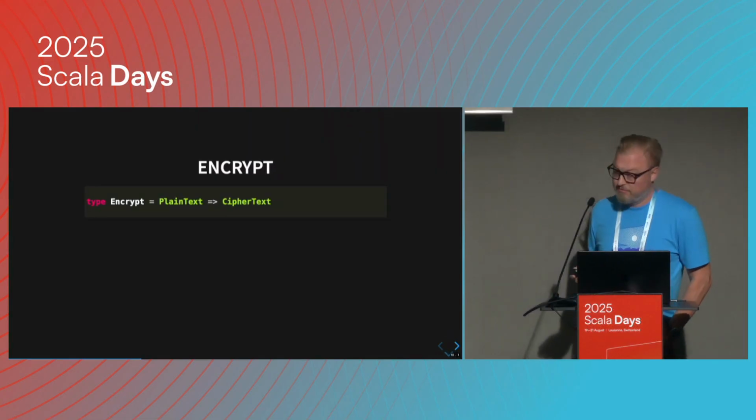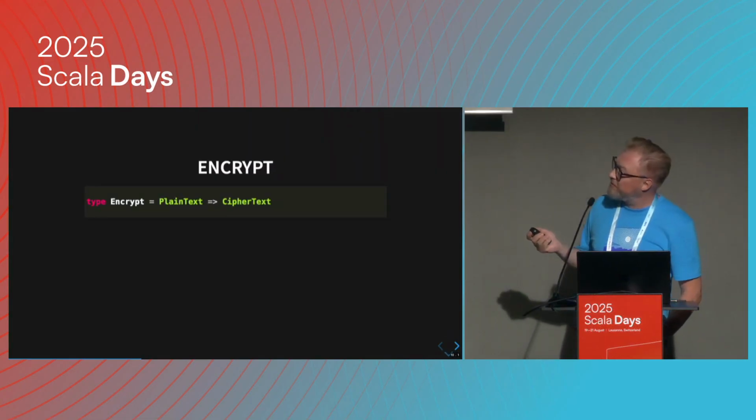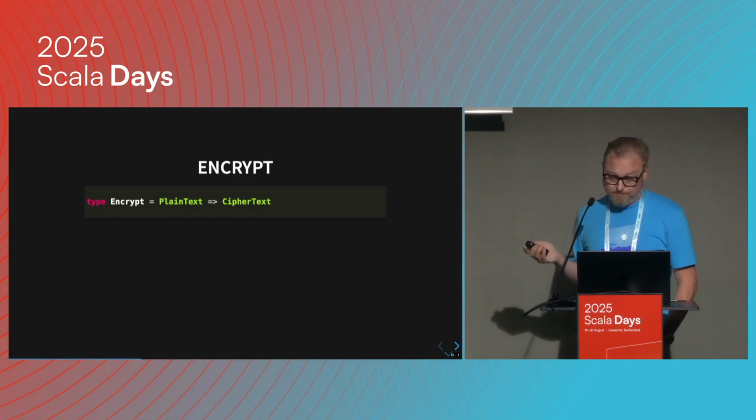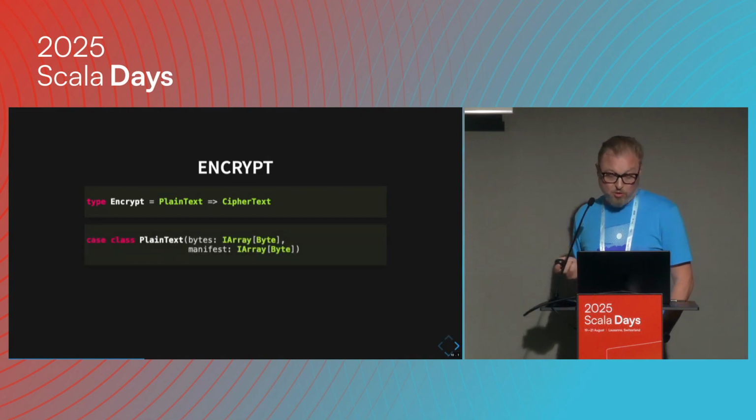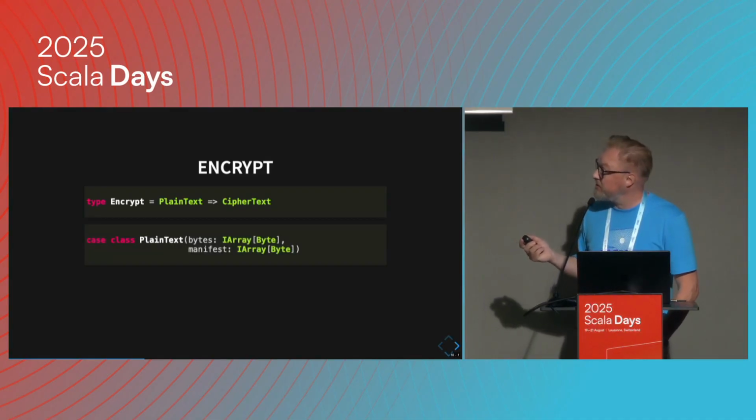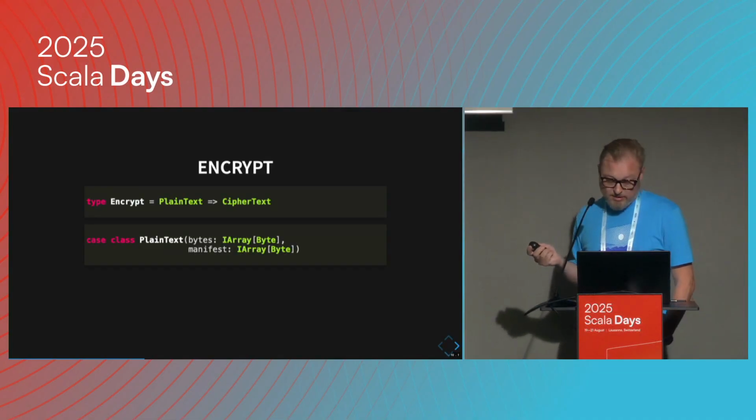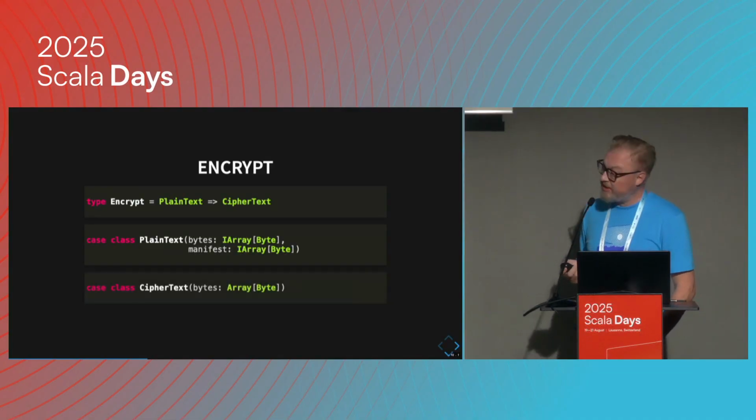The encrypt is really just a function from plain text to ciphertext. Plain text holds the unencrypted data along with a manifest, but the manifest can be empty, so you don't need to provide this, but yeah, you have some bytes there. Ciphertext holds the encrypted bytes, so after encryption, you get back a ciphertext.